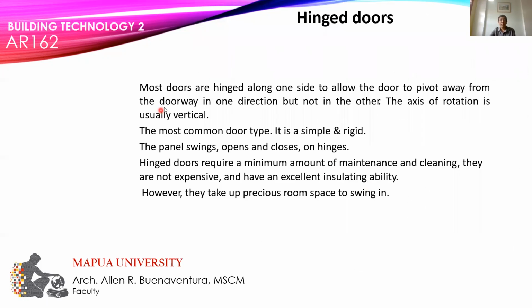So, hinge door. Most of the doors are hinged along one side to allow the door to pivot away from the doorway in one direction, but not in the other. The axis of the rotation is usually vertical. The most common door type is the simple and rigid hinge. The panel swings open and closes on the hinge.